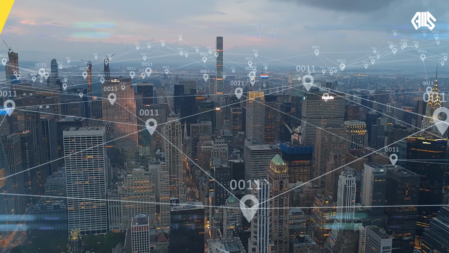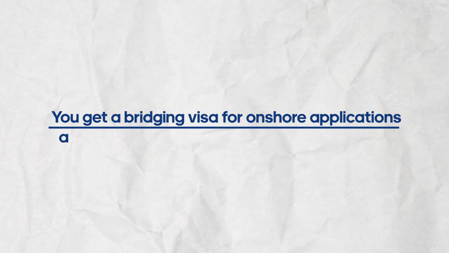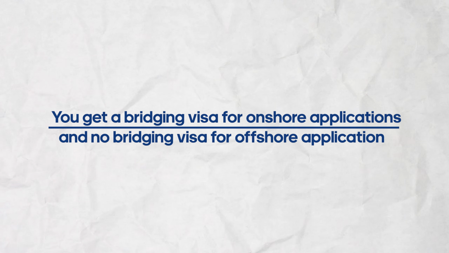If the bridging visa was granted at the time of application, then this is an onshore application. If there was no bridging visa granted, then this is regarded as an offshore application. It's not about where your application is being processed, for many onshore applications can be processed overseas, and vice versa for offshore applications. It's also not about where you must be at the time the visa is granted, for this can vary depending upon the visa. Simply put, you get a bridging visa for onshore applications and no bridging visa for offshore applications.